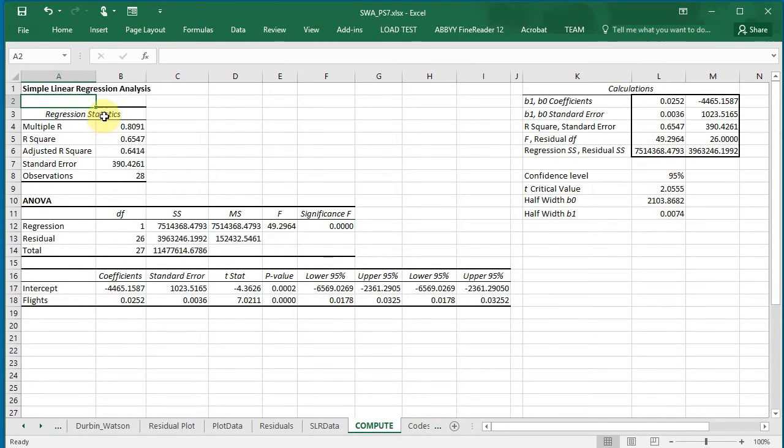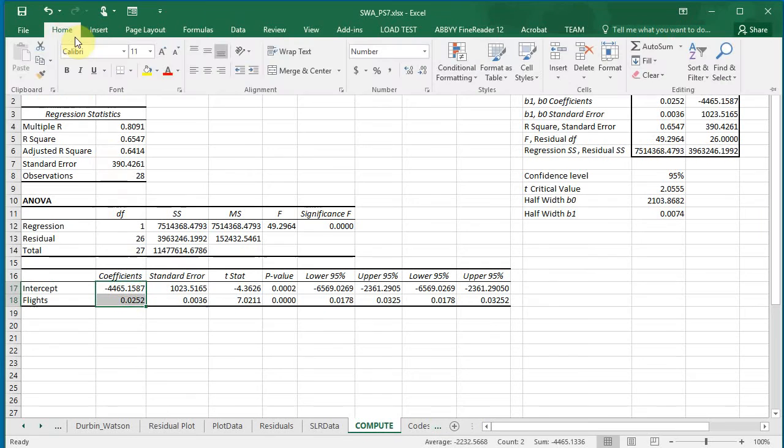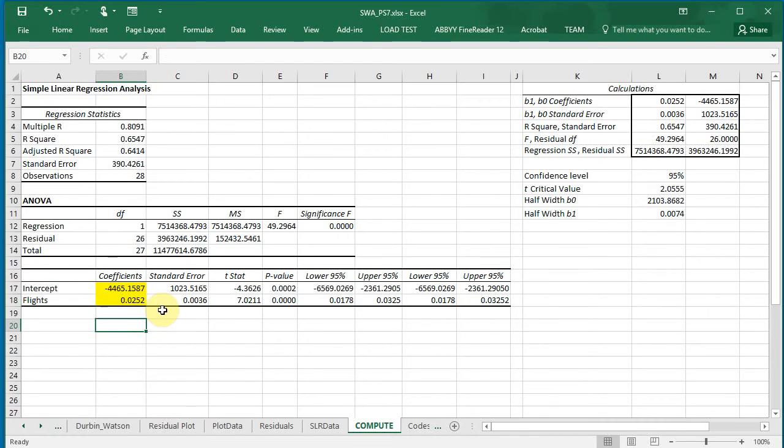And so these are our regression statistics. Let's look at the first problem here. What is the equation that predicts revenue? Okay, so these are the two coefficients here. And the equation is Y equals minus 4465.16, that's this number here, plus 0.0252, that's this number here, times X, where Y equals revenue and X equals number of flights.